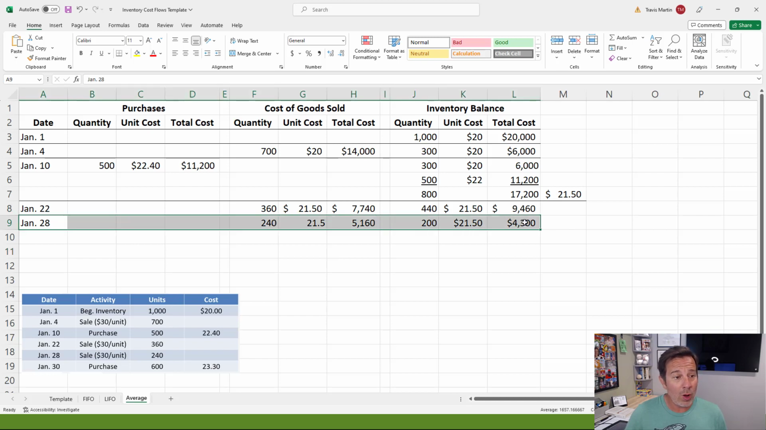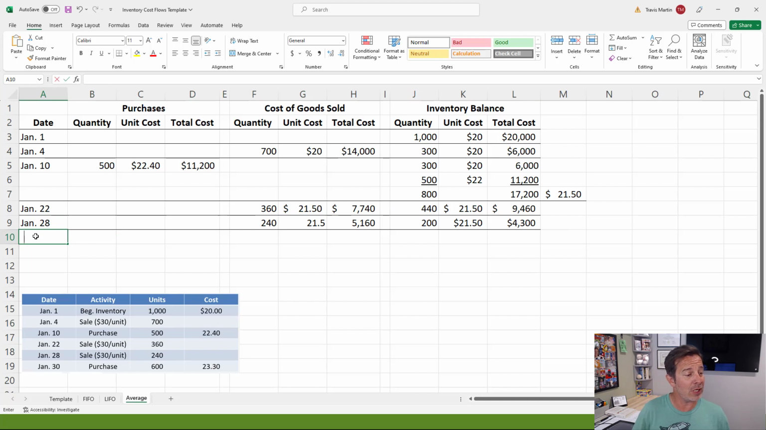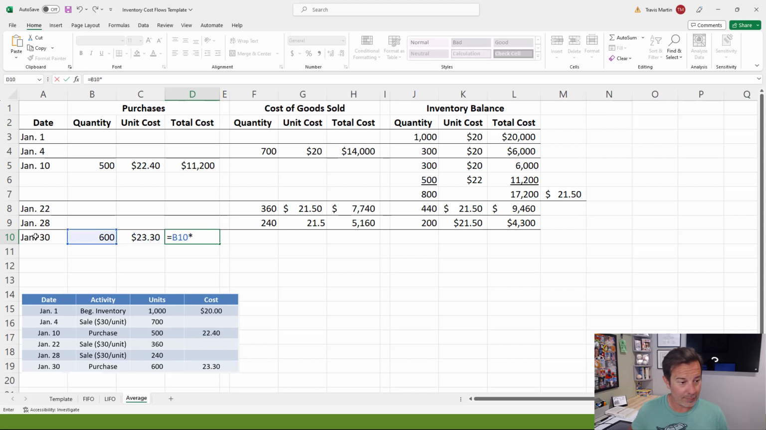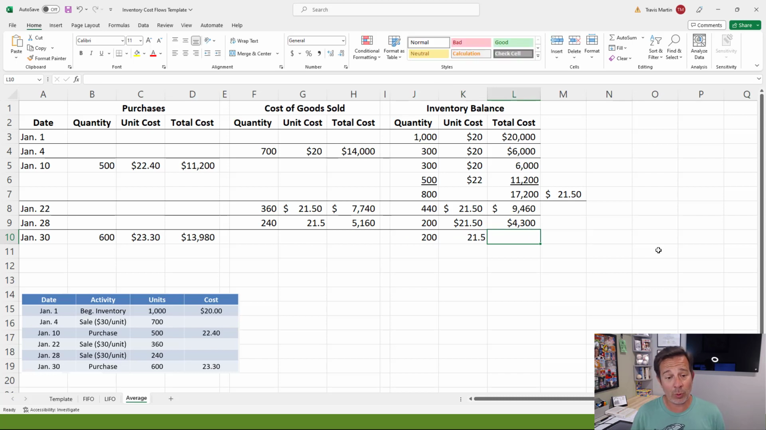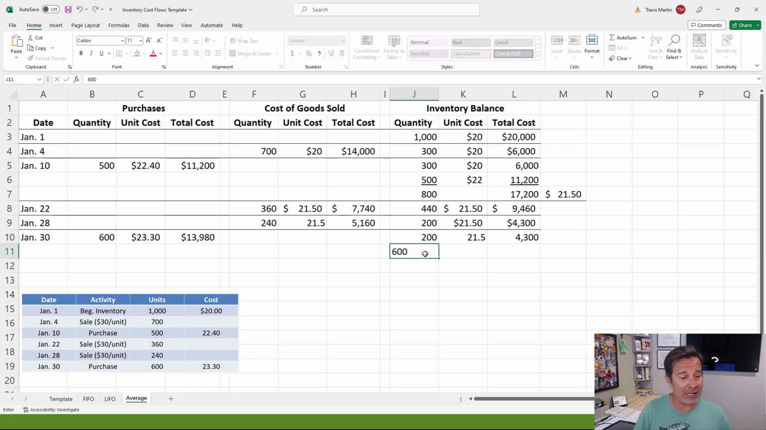So, one more time, we're buying. We're buying on January 30, 600 at $23.30. 13,980. So we had 200 in layer 1 at an average of $21.50. Multiply that out, we get 4,300. And now we've added a layer, 600 at $23.30.